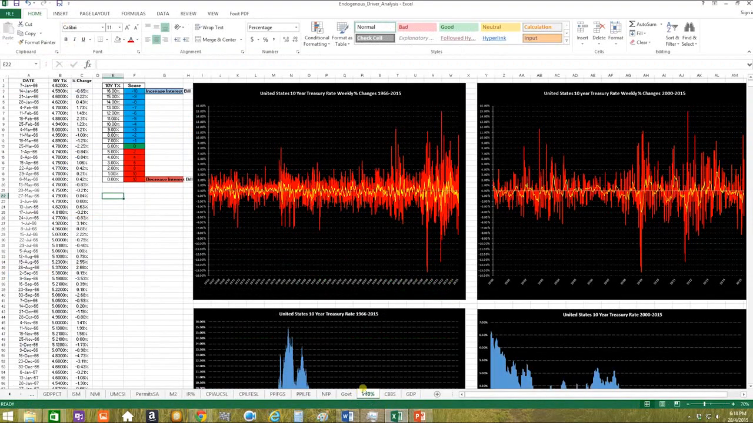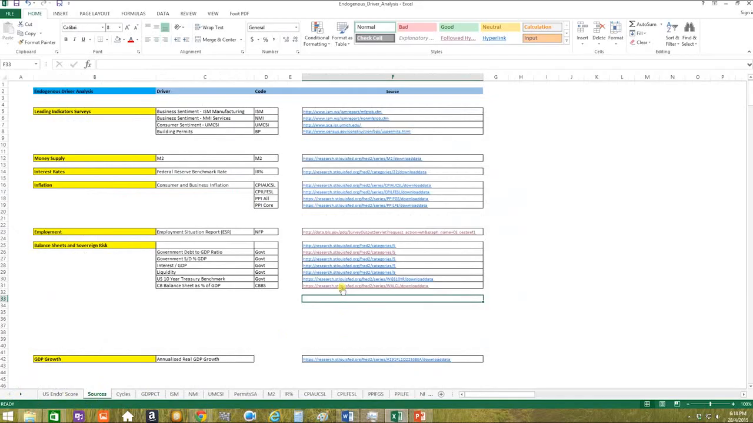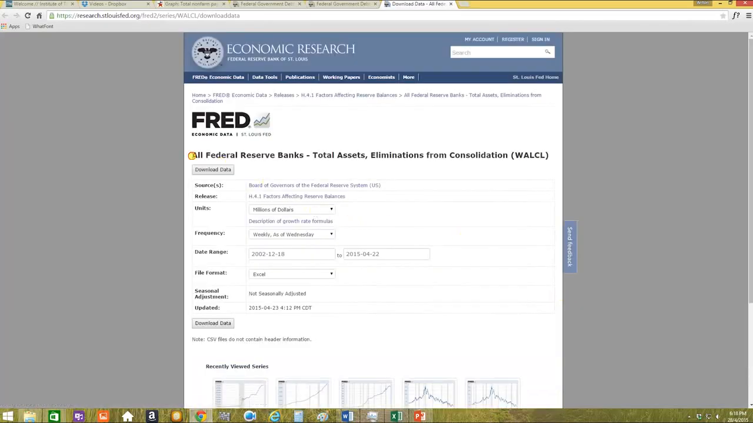So if you come out of the T10 percentage tab here, and we go to sources, to obtain the data, you're looking for the central bank balance sheet as percentage of GDP, so CBBS. And we're going to the St. Louis Fed again, and the data you're looking for is all Federal Reserve banks' total assets, and the code WALCL. So you can go and get that data yourself, no problem.